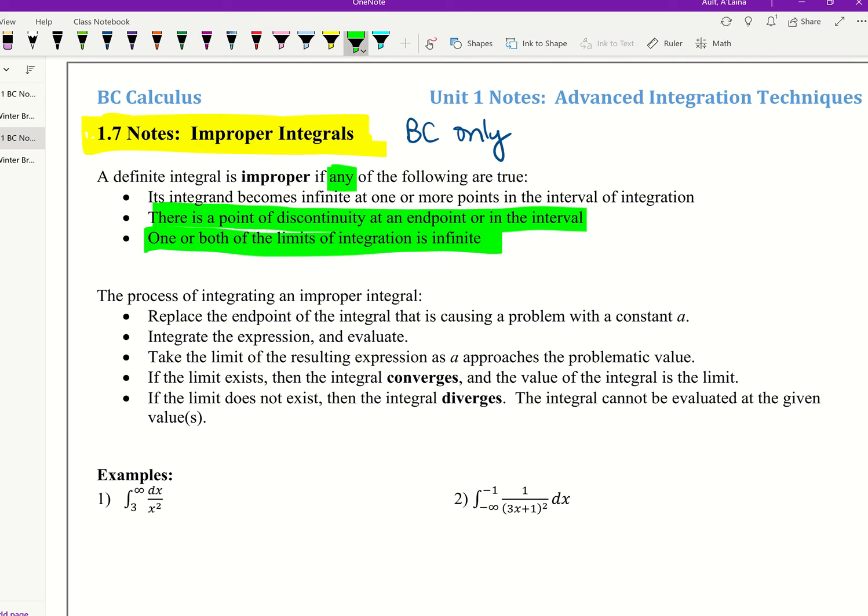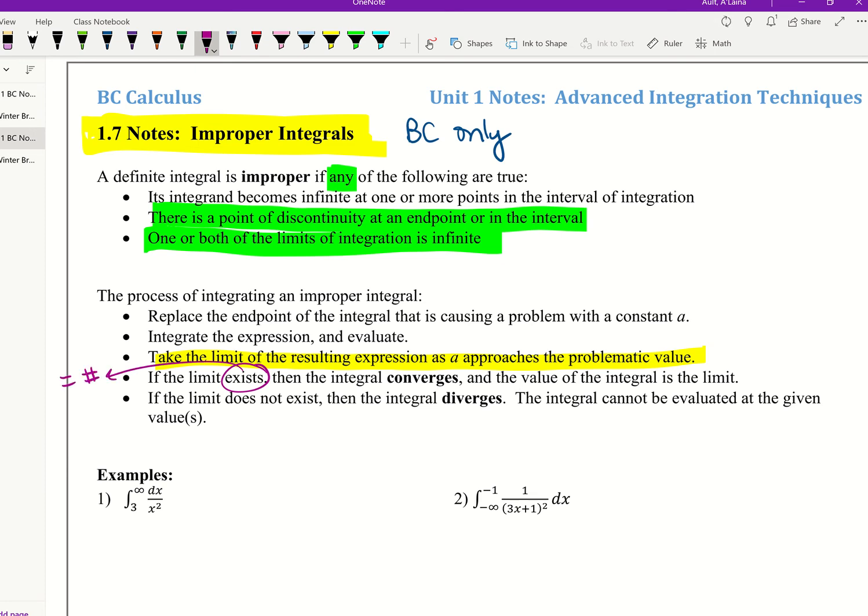And we are going to take the limit. We're going to be taking a limit. And the limit notation is going to be really important. Your limit is going to be as A approaches whatever problematic value exists, either point of discontinuity or infinity or negative infinity. If that limit exists, remember, limits exist when they equal a concrete number. So they have to equal some number. It can't equal positive or negative infinity.